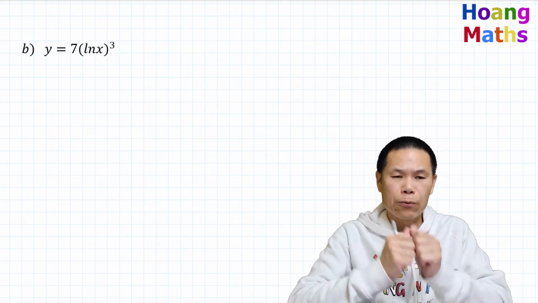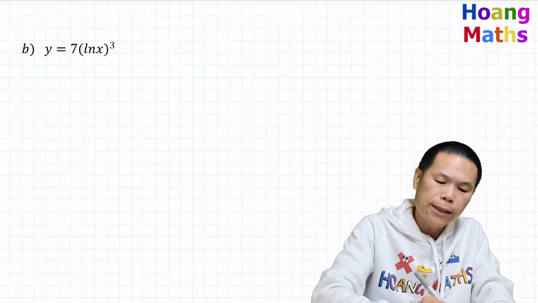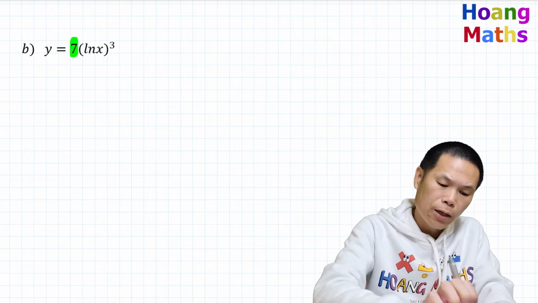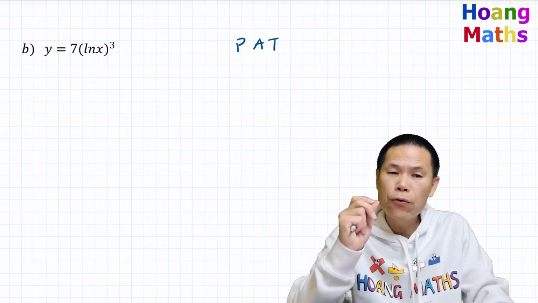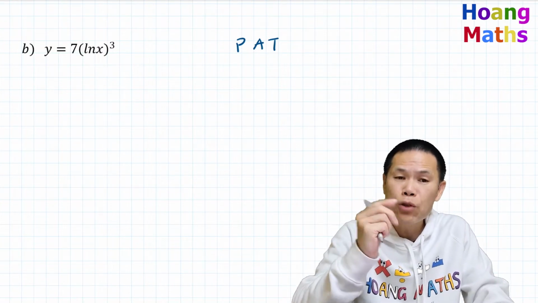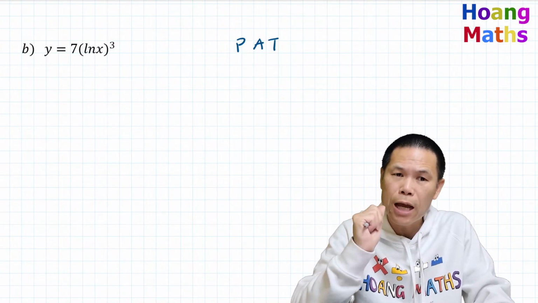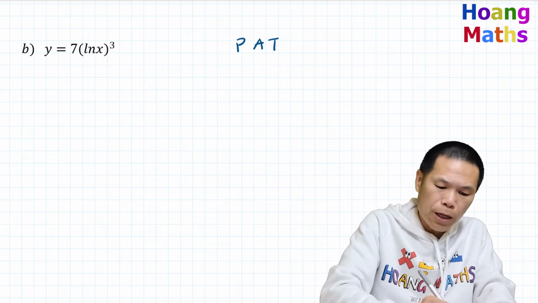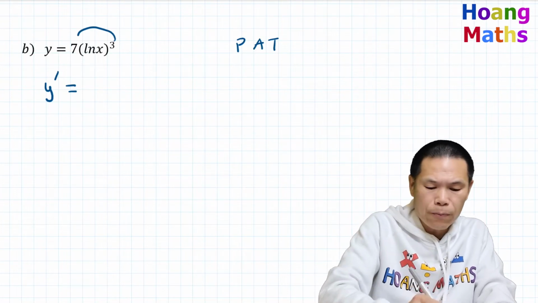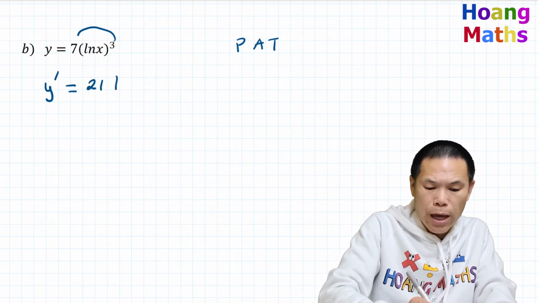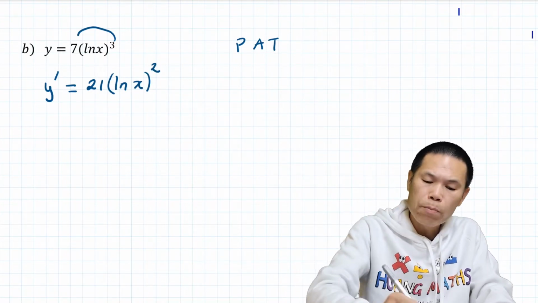Part B. Again, we use power, angle, trig. So the power is 3, and don't forget the 7 is just a constant. Let me write this down. Power, angle, trig. So we differentiate the power: the 3, we bring it down so it becomes 2. But because we have a 7 in front, the coefficient is 7, so 3 times 7 is 21. So y dash is equal to 3 bring down, and 3 times 7 is 21, and (ln x) all power of 2, because 3 minus 1 is 2. So the power is done.